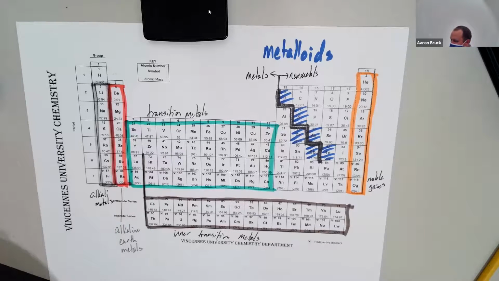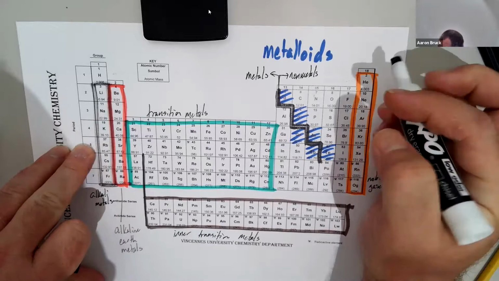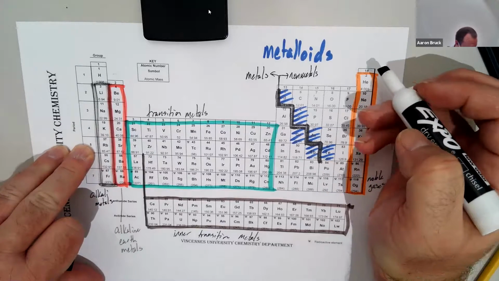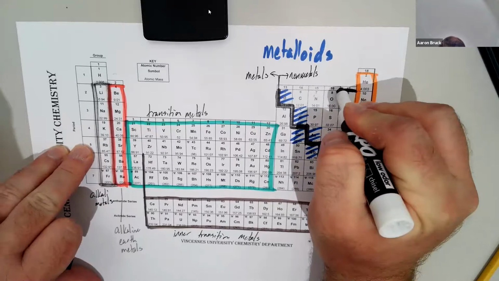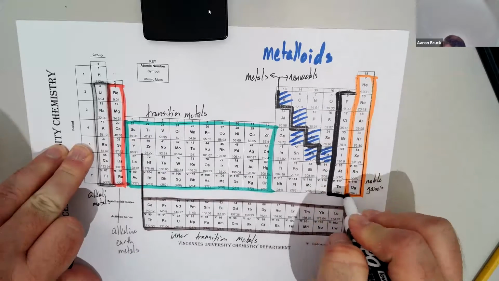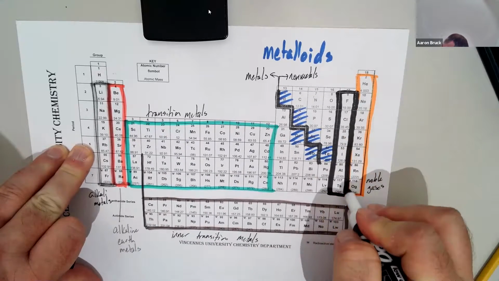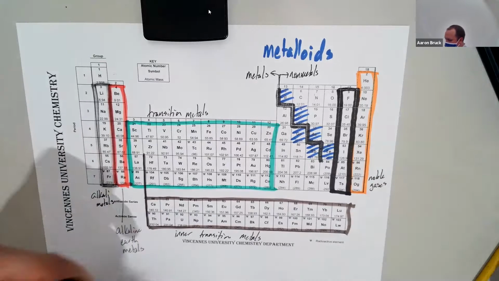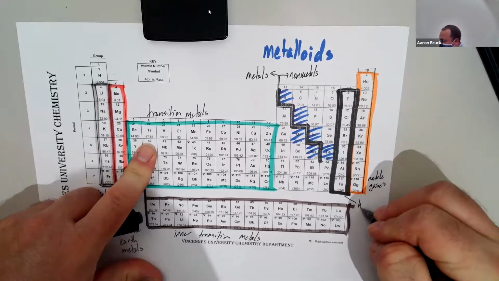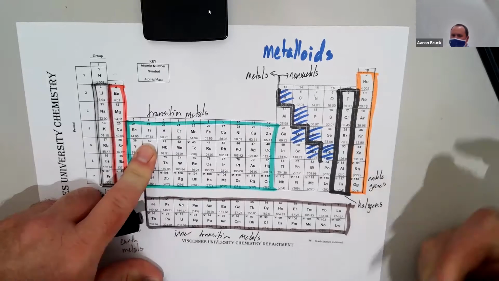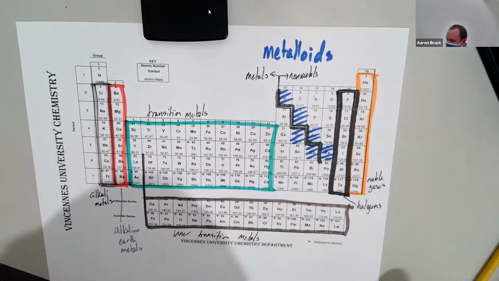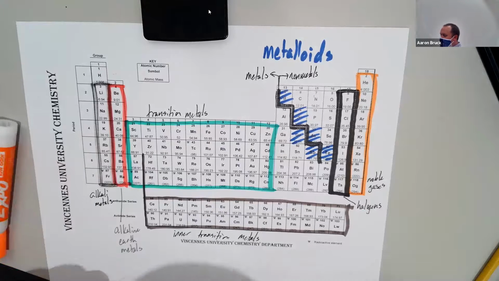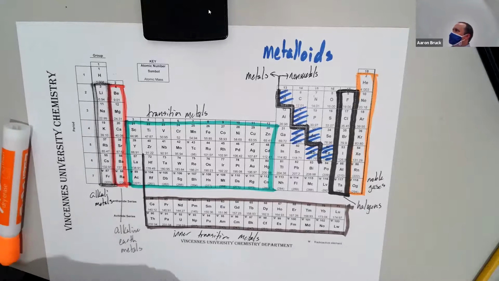The last group that we want to call attention to, which I will highlight in this black here, mainly because I'm out of colors. Right here next to the noble gases, we have another group here known as the halogens. Halogens are kind of like the non-metal version of alkali metals.